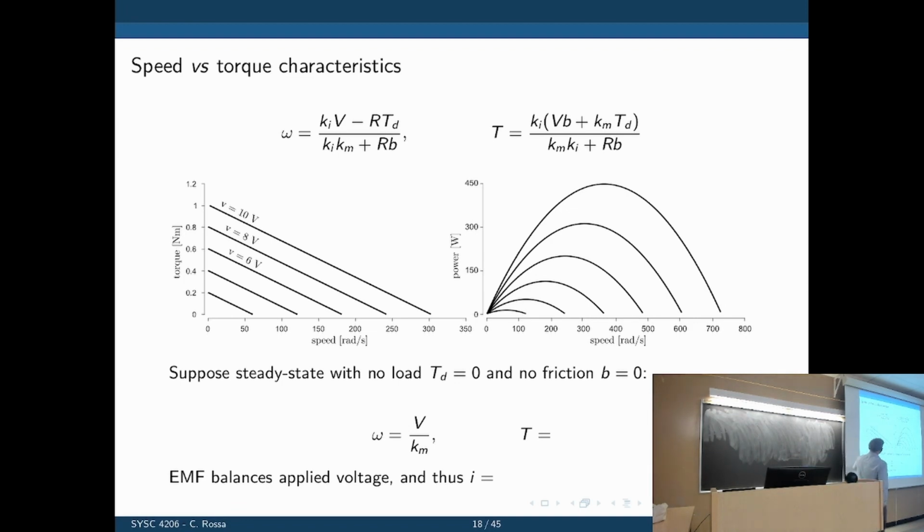I plotted here the speed of the motor as a function of the torque it delivers. And then you can see how that evolves for different voltages. I can see a linear relation here between the speed and the torque for a given voltage. But you see that the higher the speed, the lower the torque for a given voltage. Does that make sense?